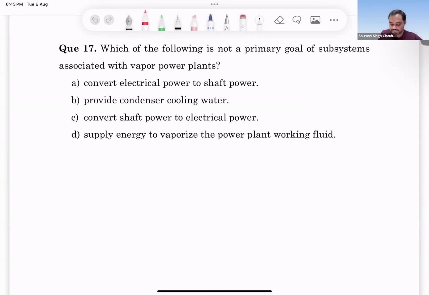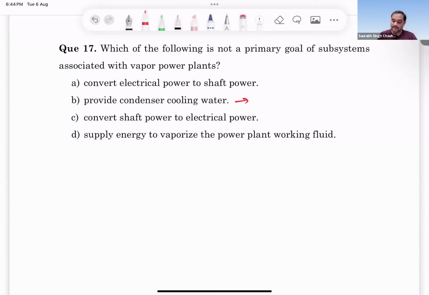Okay, let us see all these options one by one. Option A says convert electrical power to shaft power. We will come to this option later. Part B says provide condenser cooling water. In the condenser, if you are not providing cooling water, then condensation or the heat rejection will not take place. So this is an essential part. This is a primary subsystem.